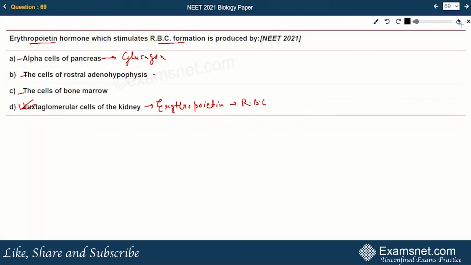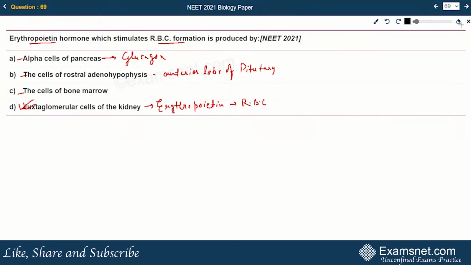Number B is the cells of rostral adenohypophysis. So these cells synthesize hormones of anterior lobe of pituitary. So anterior lobe of pituitary gland.